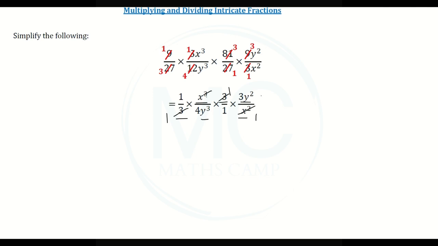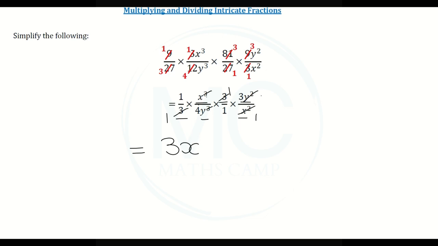We have y squared and y cubed. 2 minus 3 is negative 1, which means the y squared cancels, the exponent cancels, and we're left with 4y. Now that we've done this, we can multiply our fractions together. 1 multiplied by x is x, multiplied by 1 is still x, multiplied by 3 is 3x. So our numerator is 3x.